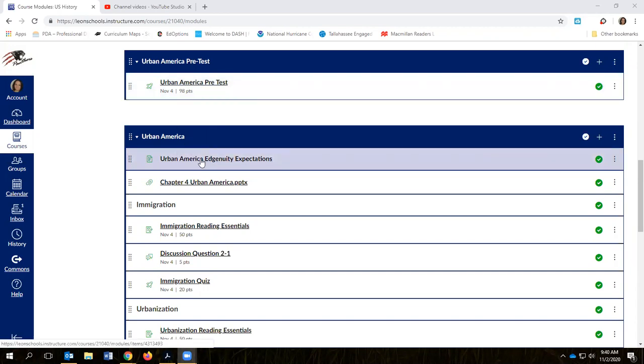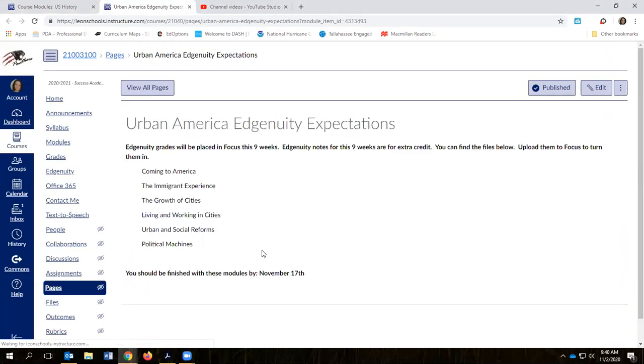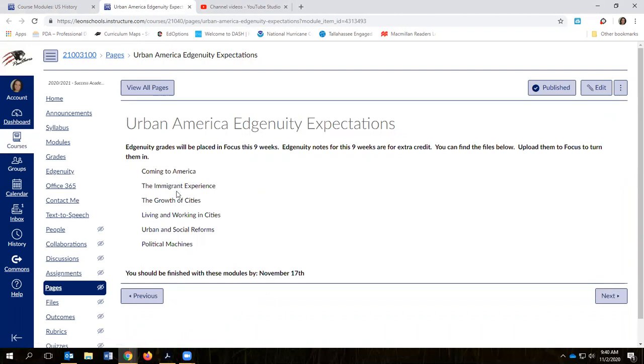And then we have our Edgenuity expectations. So I'm not going to put the Edgenuity grades inside our Canvas this semester, so it's not clogging up all of our grades. Instead, on Focus, I'm going to enter your overall or actual grade from Edgenuity. So your Edgenuity expectations, there are 6 modules for this unit. Coming to America, the immigrant experience, the growth of cities, living and working in cities, urban and social reforms, and political machines. And remember, these are still in the quarter 1 module on Edgenuity. So if you can't find them in quarter 2, it's because they're in quarter 1. And you should be finished with these modules by November 17th.